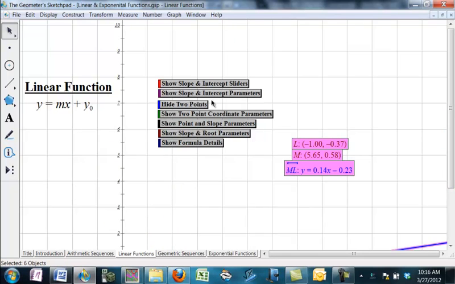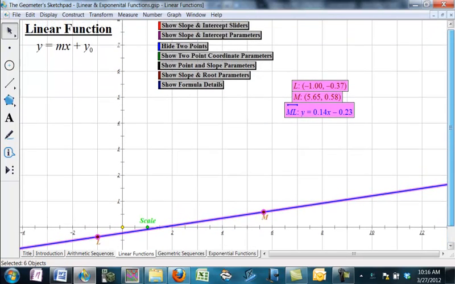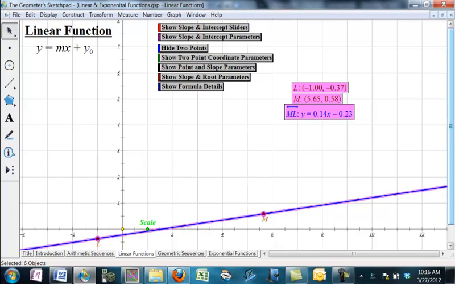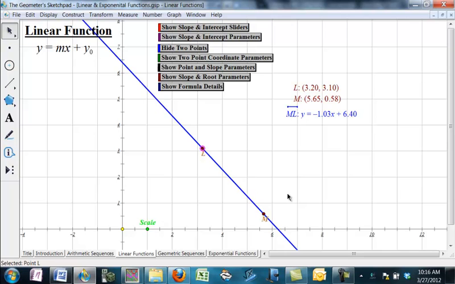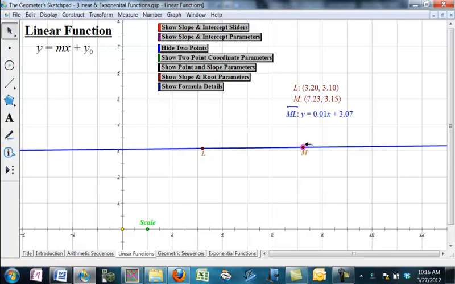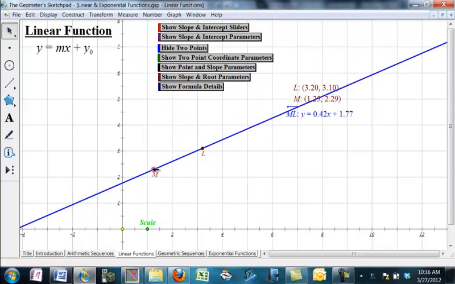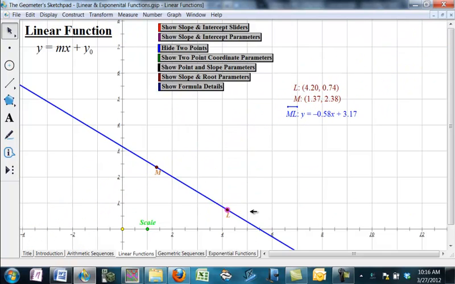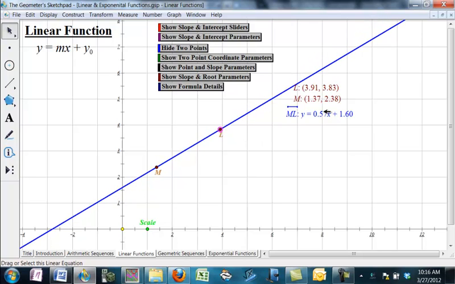Now, one thing that's interesting about a line is that it's completely determined by two points. And what that means is, given any two points, there always exists a line through the two points and exactly one line. And this version allows you to just move those two points anywhere you want. And the software draws the line, and it computes the formula over here, at least approximately, and we can see this.